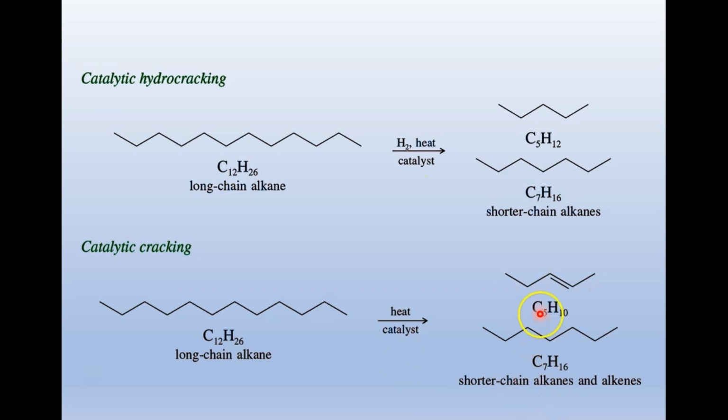Now you can see that our carbons and hydrogens have been conserved. 5 and 7 sum up to 12. 10 and 16 sum up to 26. 12 and 16 sum up to 28. 28 is larger than 26. So there's where the 2 extra hydrogens came from.